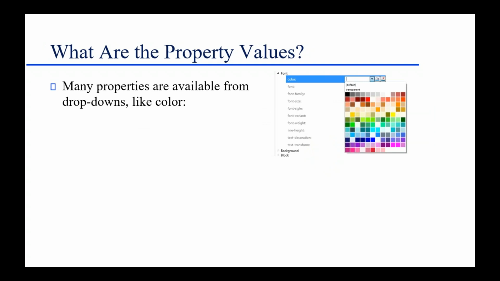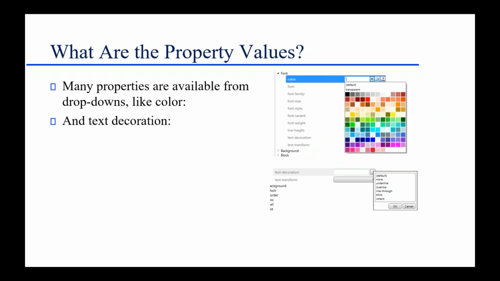The ones that are obvious, for example, like color, you'll get that from a drop-down. So here's all your colors. Or text decoration. And again, this is none, underline, overline, line through, and the ever popular blink, which I've used a few times in my career. I'm not sure if I should be proud of this or ashamed of this, but there are a few cases where I've wanted to make text blink. And this is where it is. It's under text decoration.